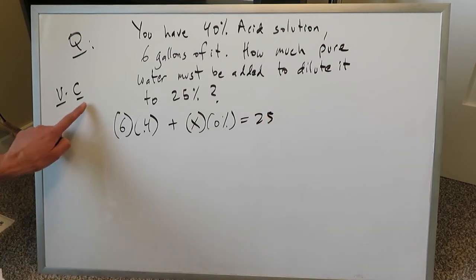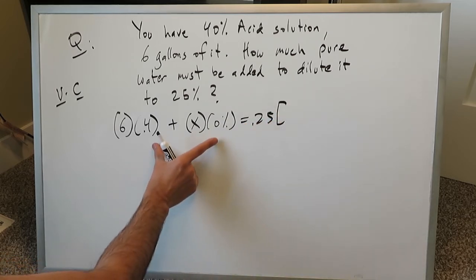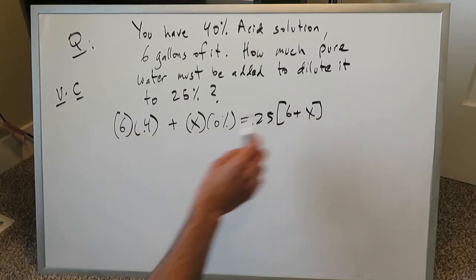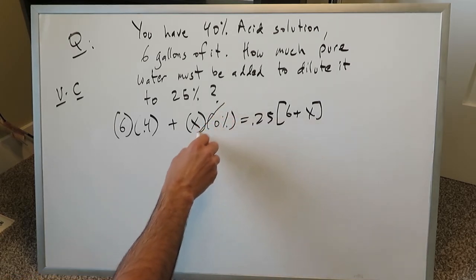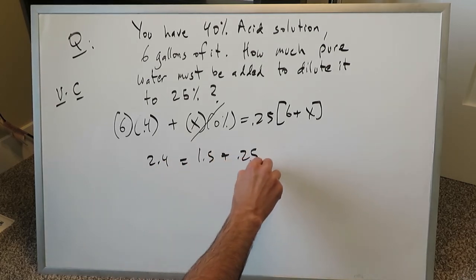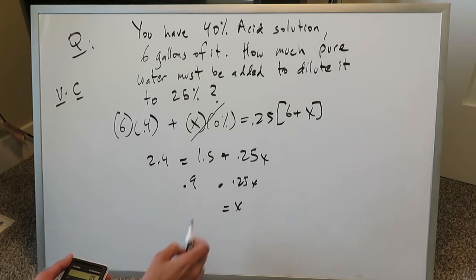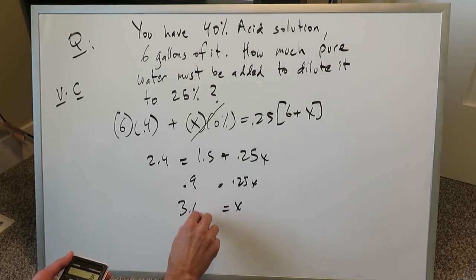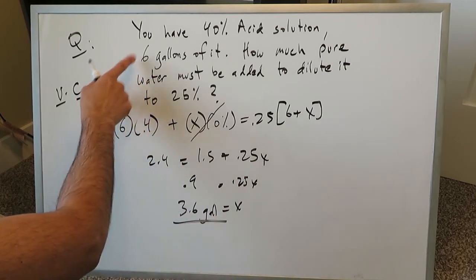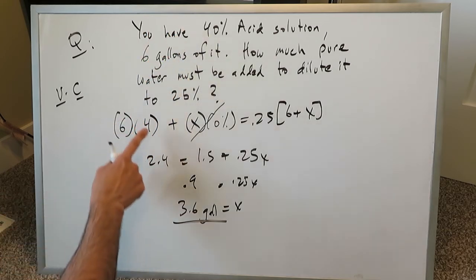Remember, the relationship is always volume times concentration. Your desired concentration, 0.25, because that's 25%, times what you will end up in terms of the final volume, 6 gallons of the original plus however much water you added. This is the relationship which will give you the answer you want. This right here will zero out, which is good. You'll get 2.4 over here is equal to 1.5 plus 0.25x. Solve for this x. 0.25x is equal to 0.9, and x is equal to 0.9 divided by 0.25, and that'll give you 3.6 gallons. So you need to add 3.6 gallons of pure water to an existing solution of 6 gallons of 40% acid solution, and these 3.6 gallons of pure water will dilute that 40% down to 25%.